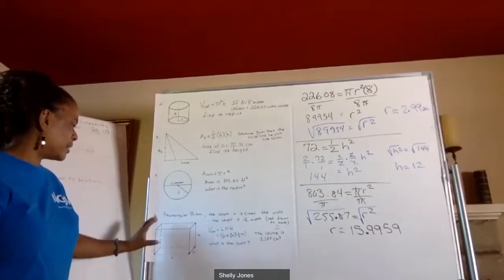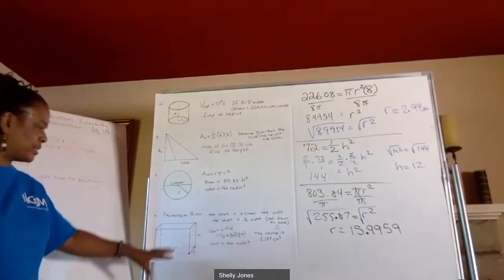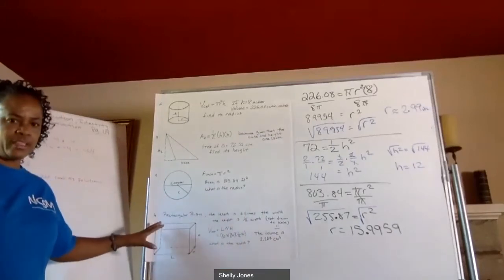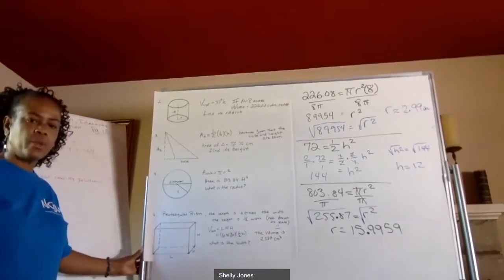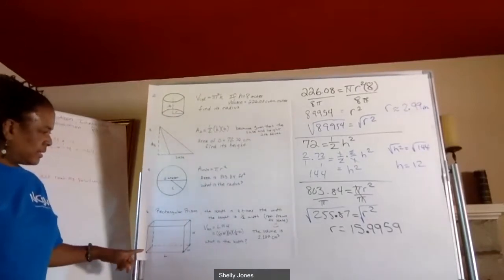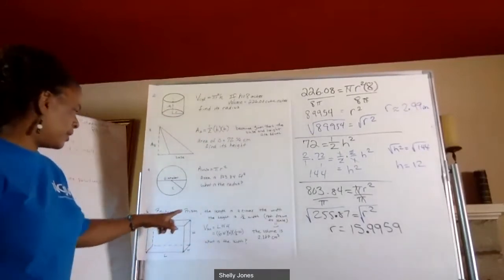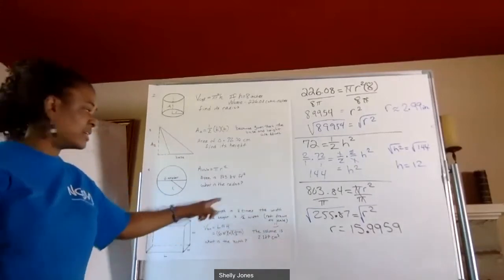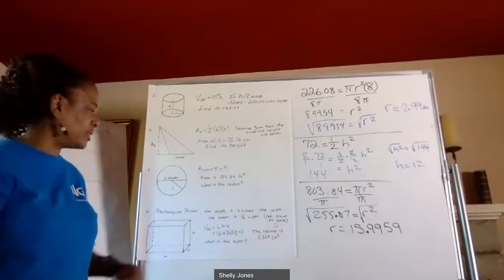So the last one says, I have a rectangular prism. I have length, width, and height. It's not drawn to scale, but I have the length, the width, and the height. Let's see, what does this say? The length is 6 times the width. The height is half the width, again, not drawn to scale.